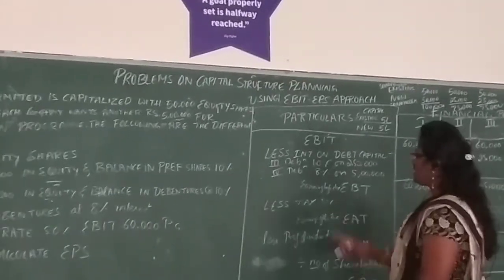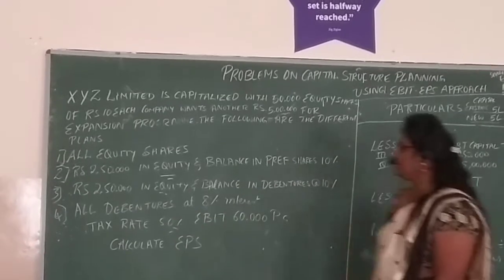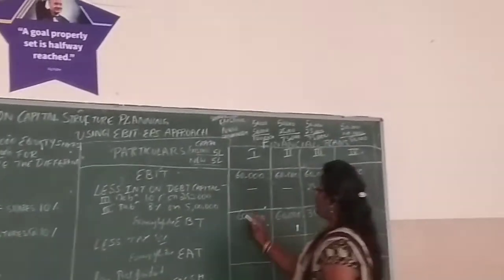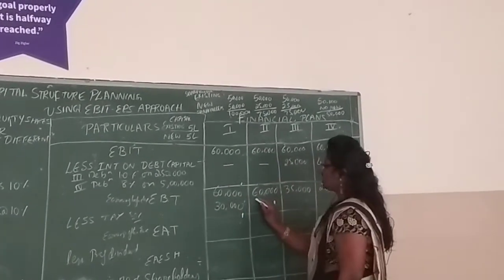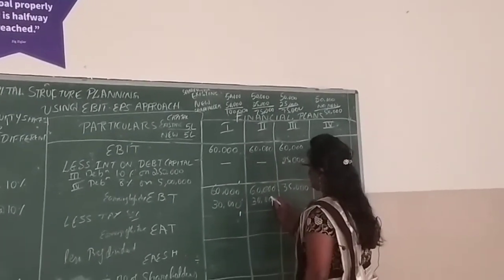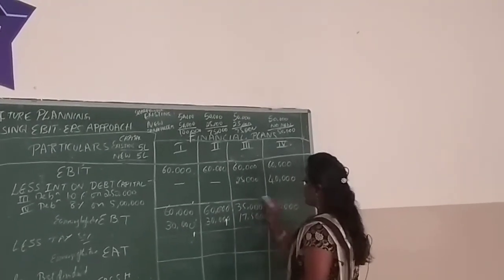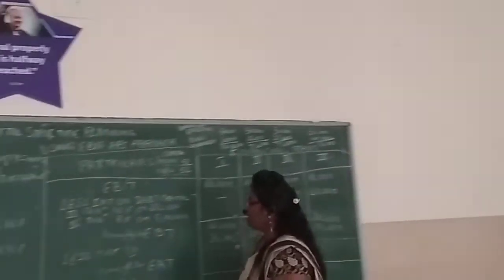So the next step is tax. It is given here that the tax rate is 50%. I have taken 50% as the tax rate. 50% on 60,000 is 30,000, and 50% on 60,000 here also again 30,000. And here it is 17,500, which is 50% of 35,000, and 10,000 for 50% of 20,000.